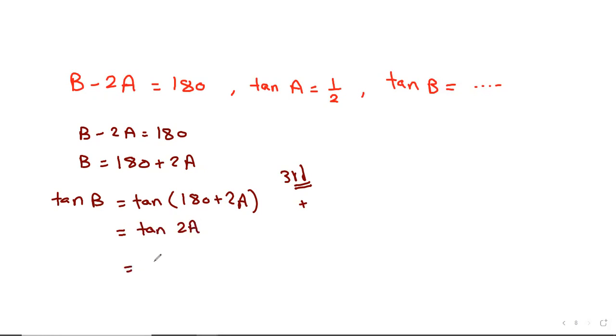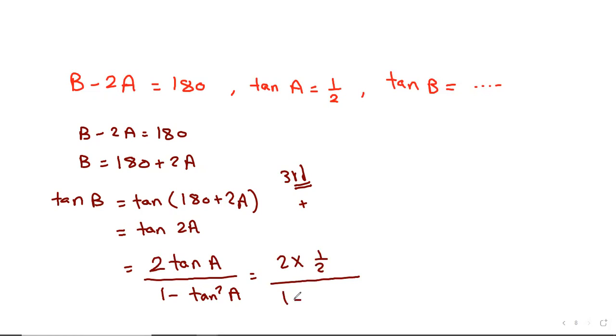And tan 2a, as you know, is equal to 2 tan a over 1 minus tan squared a. So it's 2 multiplied by tan a, 2 times half, over 1 minus half squared. So it's 1 over 1 minus 1 over 4 equals 1 over 3 over 4, which is equal to 4 over 3. The next example.